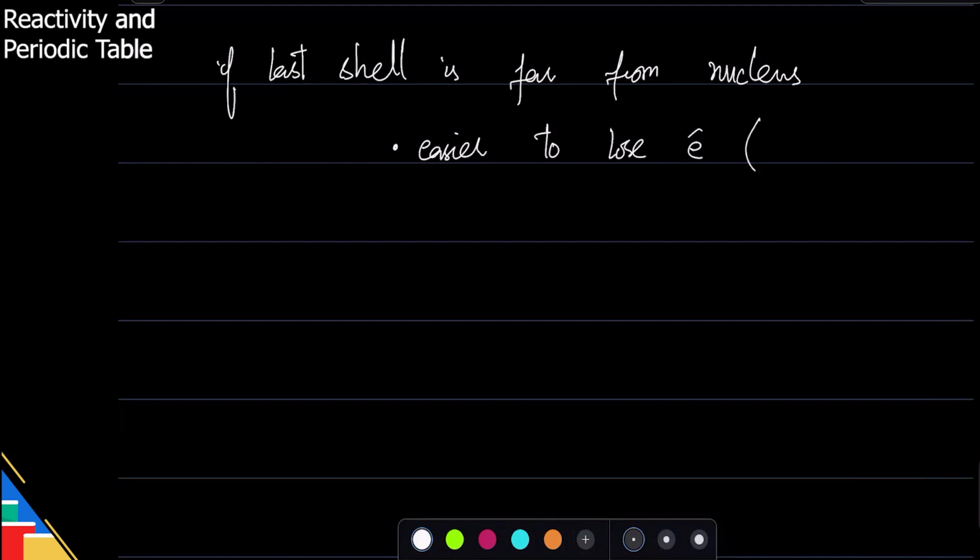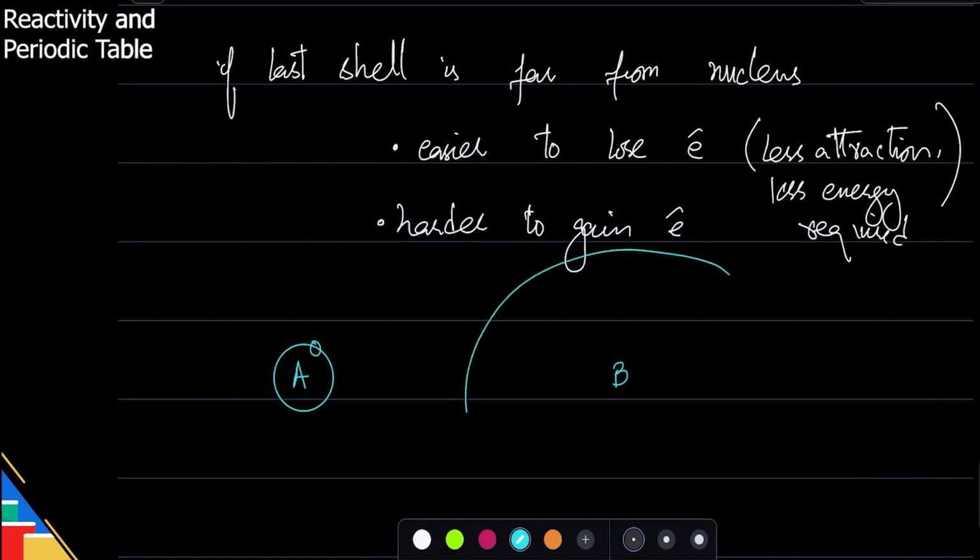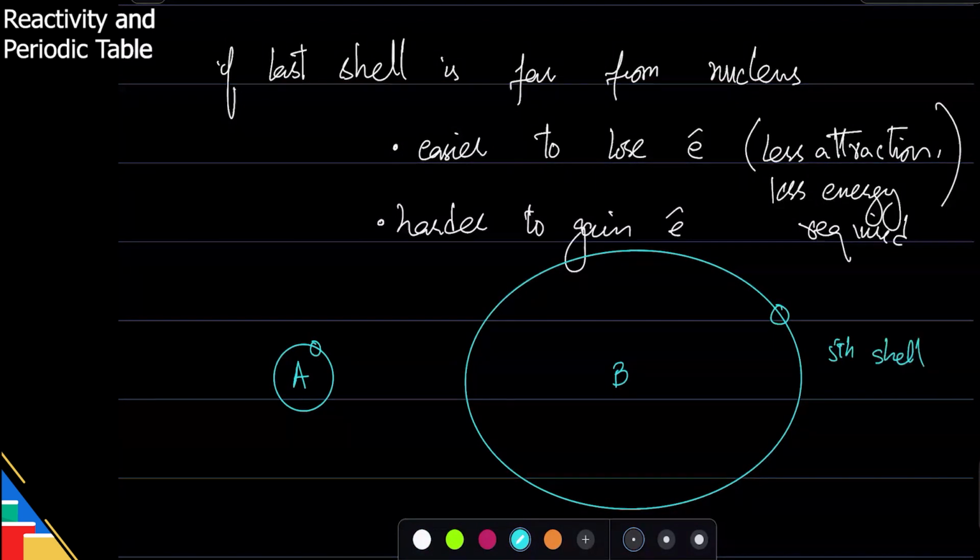And by easier, I mean there is less attraction, so losing it requires less energy. And it is also harder to gain an electron for the same reason. If you have two atoms, A and B, A is a small atom, it has just one shell and one electron, and B is a big atom, and let's suppose it has a fifth shell. Both have one electron, but this electron is being pulled more strongly, this is pulled less strongly, so this will find it difficult to lose it because attraction is too strong, and this electron can be easily lost.